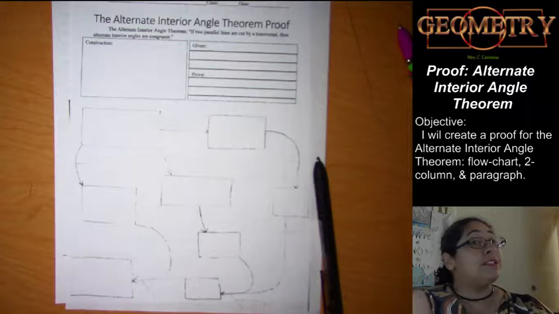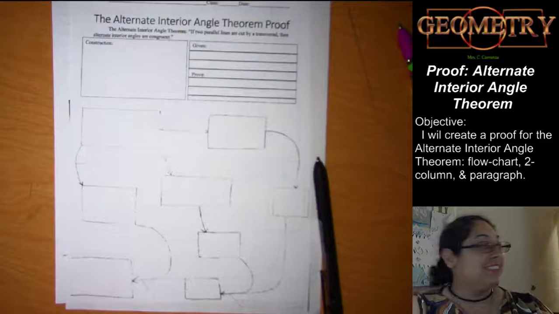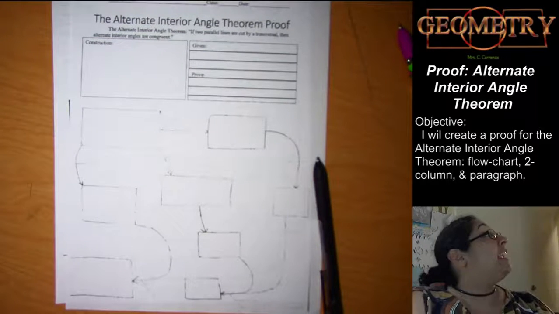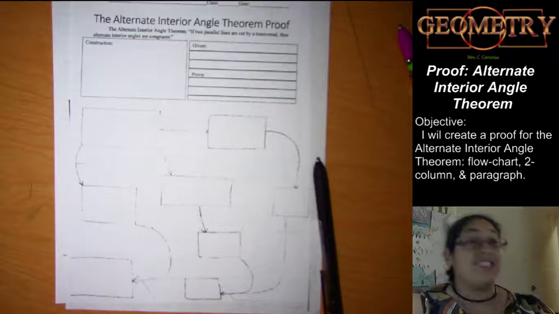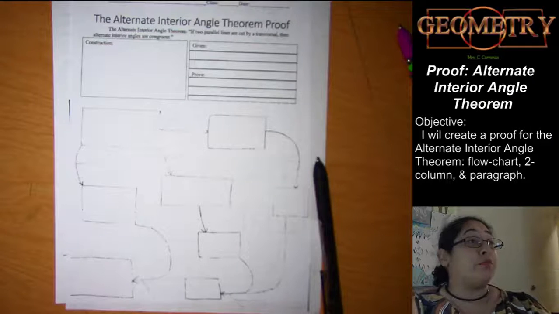Beautiful. And what's the title of today's lesson? Alternate exterior angle theorem? Interior. Oh, interior, I'm sorry. That's all right. Alternate interior angle theorem, and we will be writing the proof for that theorem.